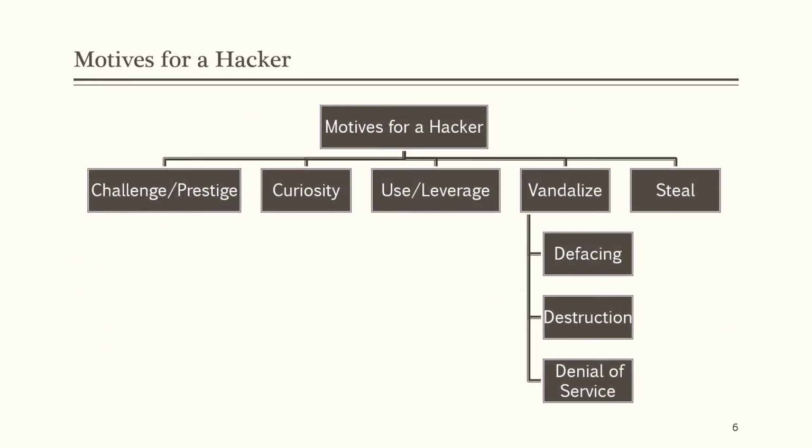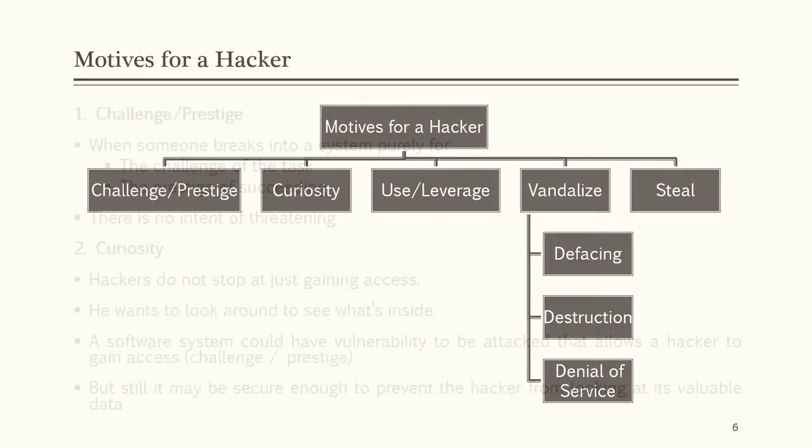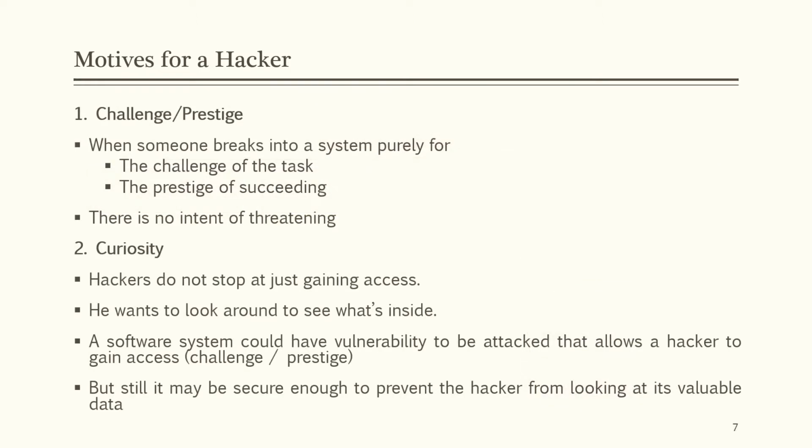Motives for a hacker. Motives for a hacker include challenge or prestige, curiosity, use or leverage, vandalize, which include defacing, destruction, denial of service, and then steal. The first motive for a hacker is challenge or prestige. When someone breaks into a system purely for the challenge of the task and the prestige of succeeding, there is no intent of threatening. The goal is just to gain access to the system and consider it as an achievement. There is no intention to misuse the system.